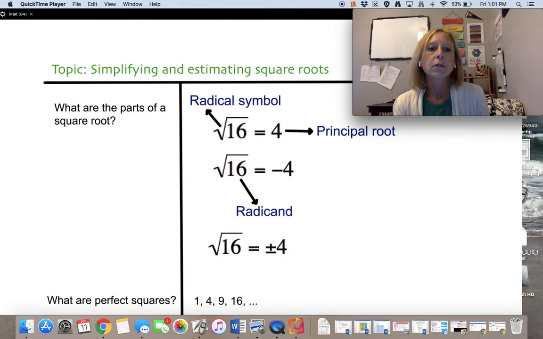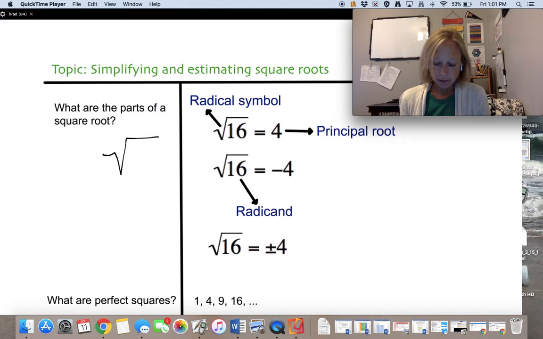Okay, so first of all, some vocabulary. We have first the radical symbol, that's this square root symbol. We then have the radicand, that would be the 16 underneath. And then typically when we think about what's the square root of 16, the answer we come up with is 4. That is called the principal root.